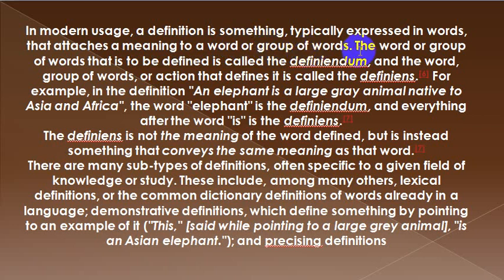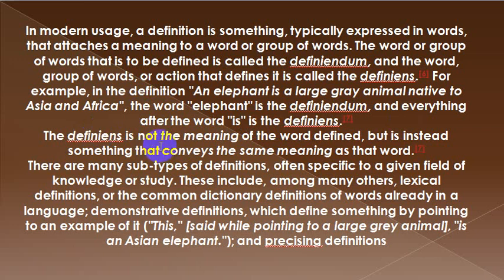or group of words. The word or group of words that is to be defined is called the definiendum, and the word, group of words or actions that defines it is called the definiens. For example, in the definition, an elephant is a large grey animal native to Asia and Africa, the word elephant is the definiendum, and everything after the word is the definiens.